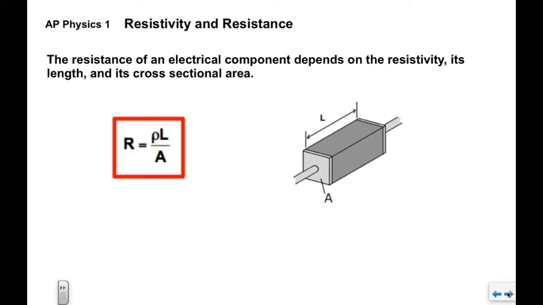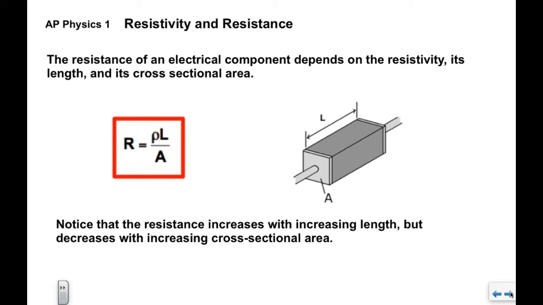Now, when we have an electrical component, we have an image of a resistor here, connected at either end with wires to the circuit. The resistance of this electrical component depends on the resistivity of the material it's made of, the length of the resistor, and also its cross-sectional area. So here's the formula. It is on your formula page.